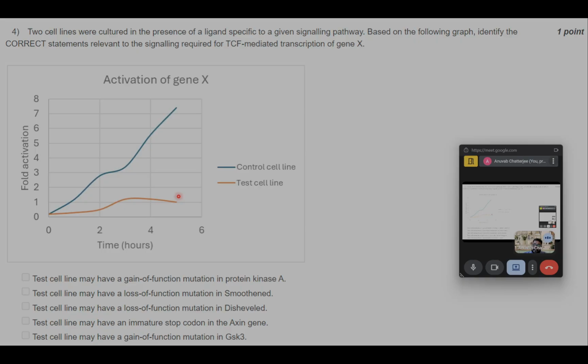The options are: test cell line may have a gain of function mutation in protein kinase A. Test cell line may have a loss of function mutation in smoothened. Test cell line may have a loss of function mutation in disheveled. Test cell line may have a premature stop codon in the axin gene, and test cell line may have a gain of function mutation in GSK3. So I will give you a minute to figure this out.